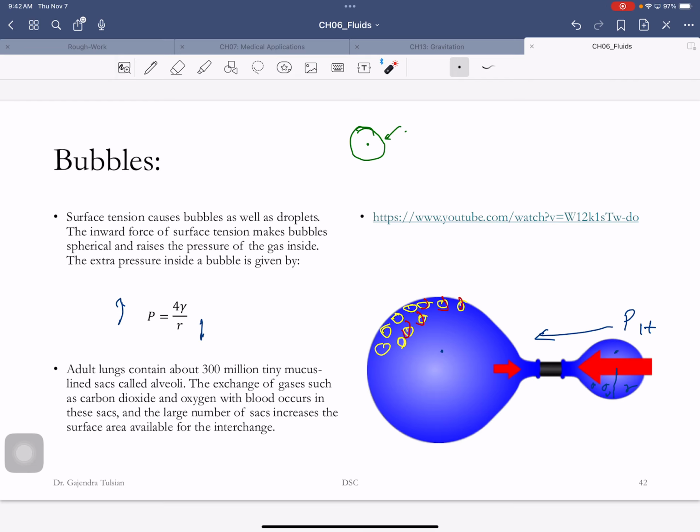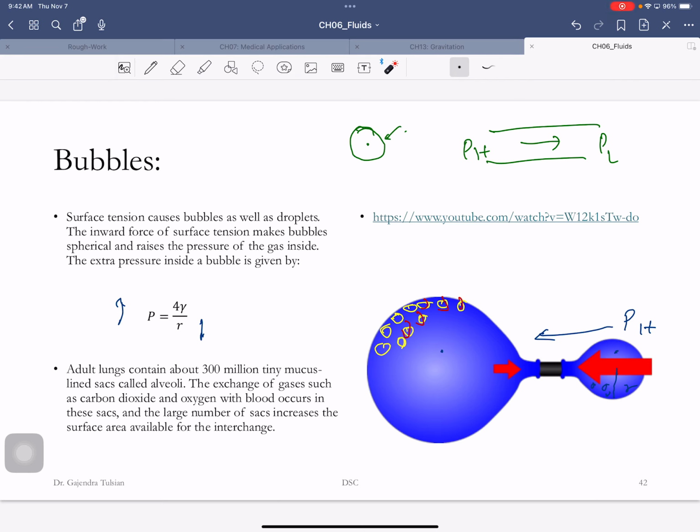What will happen is the following. Remember, for a fluid to flow, it flows from higher pressure to lower pressure. Since this radius is smaller, the pressure is higher. So air will move from here to there, and this balloon will go to zero. All its air will move from here to there. So that's what will happen.